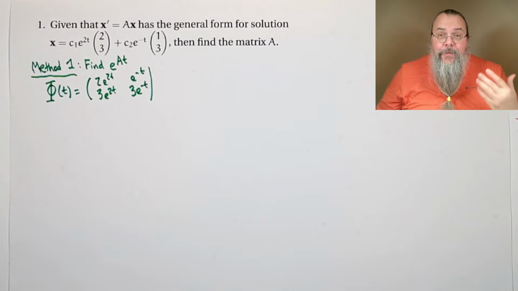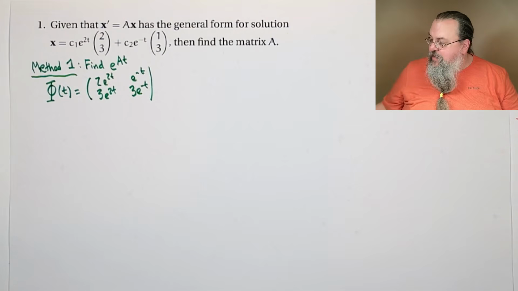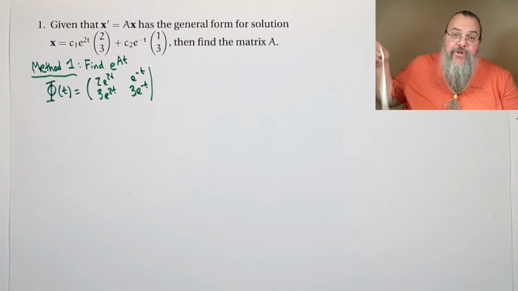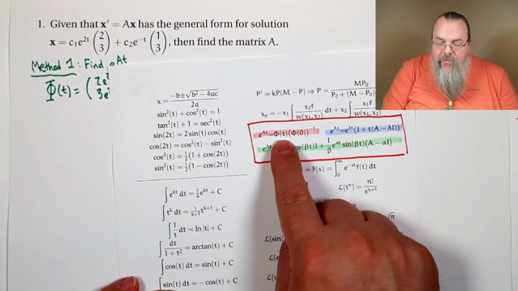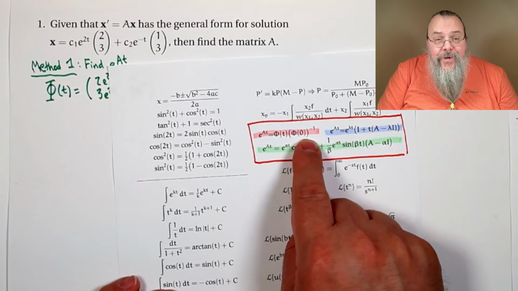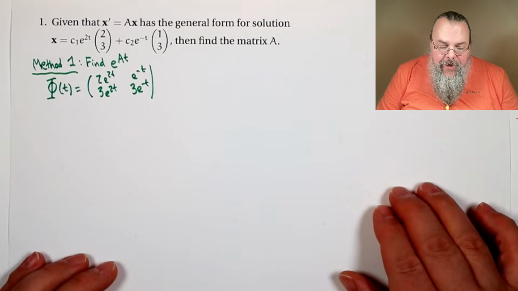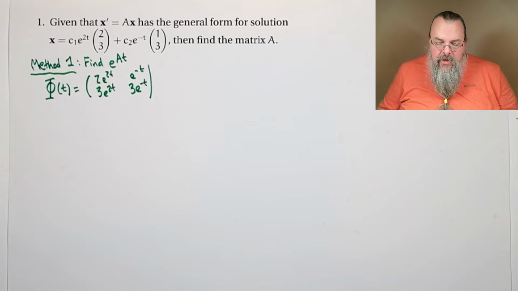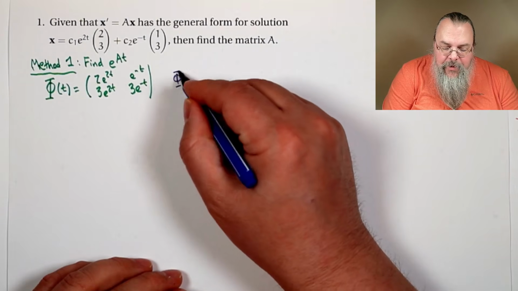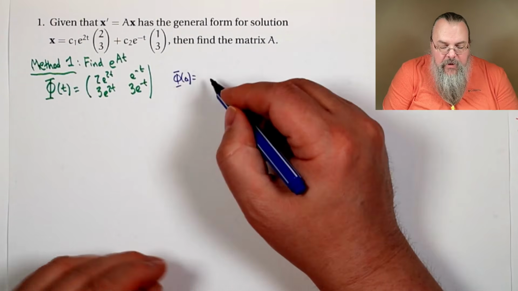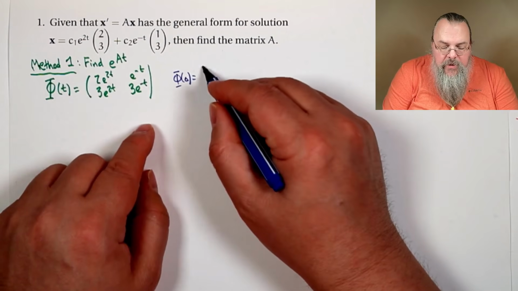Now, what can we do? Well, if we have a fundamental matrix, we can get e to the At. There's a nice little formula on our formula sheet. I happen to have a copy of it here. That says e to the At is phi of t, phi 0 inverse. So let's find phi 0 inverse. And first off, what is phi of 0? Just plugging in 0, e to the 0 is 1, so it's just the coefficients.